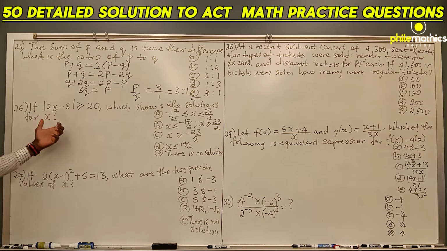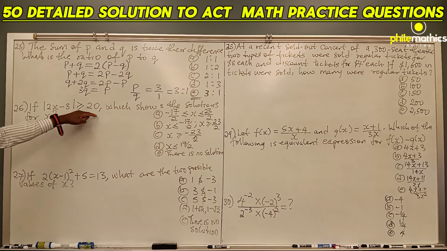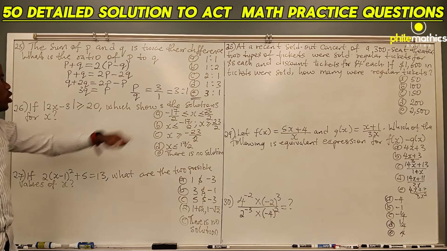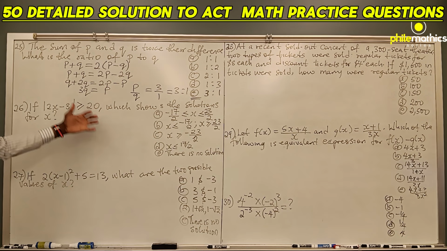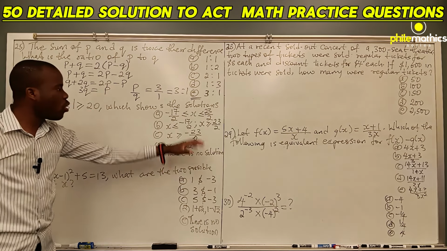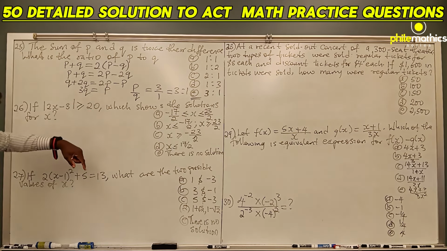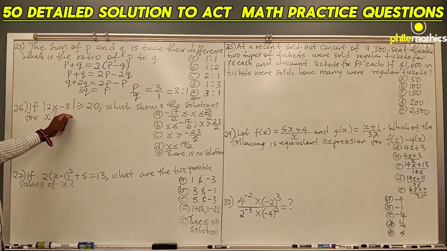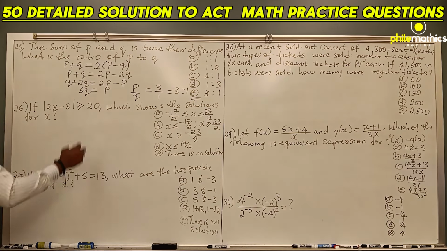If the absolute value of 2x minus 3 is greater than or equal to 20, which shows the solutions for x? So what are the values of x that satisfy this inequality? That is what the question is all about. So for the absolute value of 2x minus 3 to be greater than or equal to 20, it implies two cases.